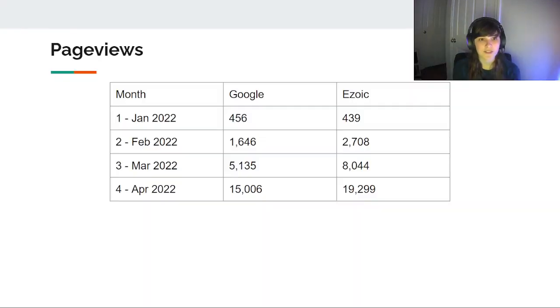So page views for this month. What you see here are the historical page views. As you can see, we have a nice growth. Google said that I reached 15,000 page views, which is awesome. And Ezoic had slightly higher, almost 20,000 page views, which is really exciting.